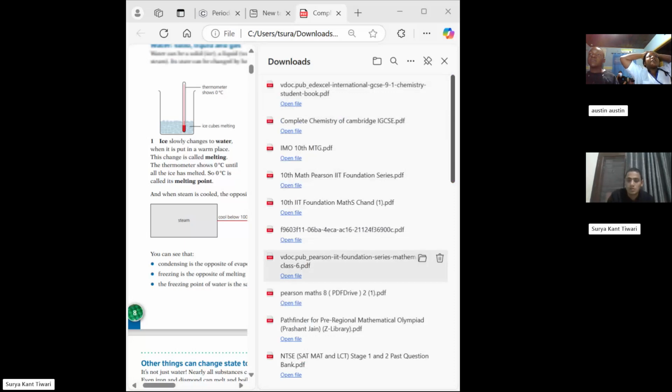Yes, sir. Camphor. An ice cube can't go directly from ice cube to water vapor. Have you ever seen an ice cube getting turned into water vapor directly? No, sir. So do you know camphor? Yes, I know camphor. Yeah, that is the right example.